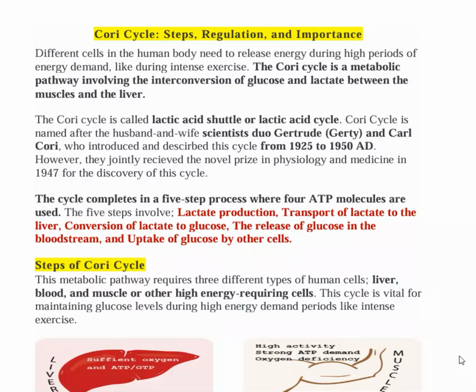Today we will learn about the Cori cycle in a simple, easy to understand way. You will find clear explanations, diagrams, and important concepts here.